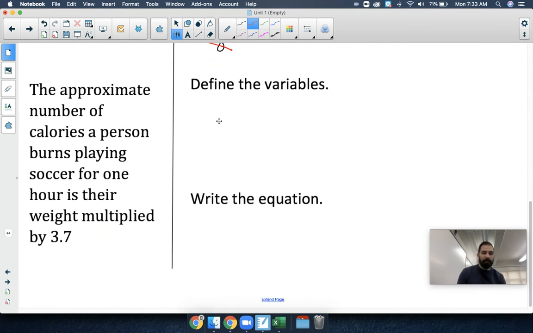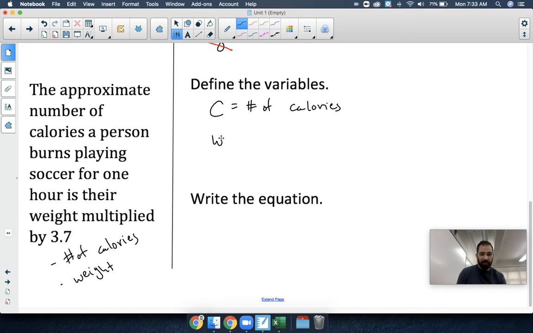Last one here, the last problem for our lesson. The approximate number of calories a person burns playing soccer for 1 hour is their weight multiplied by 3.7. Okay, so we have a few things here. Number of calories and weight. Let's define some variables. Let's use C for number of calories. And let's use W for weight.